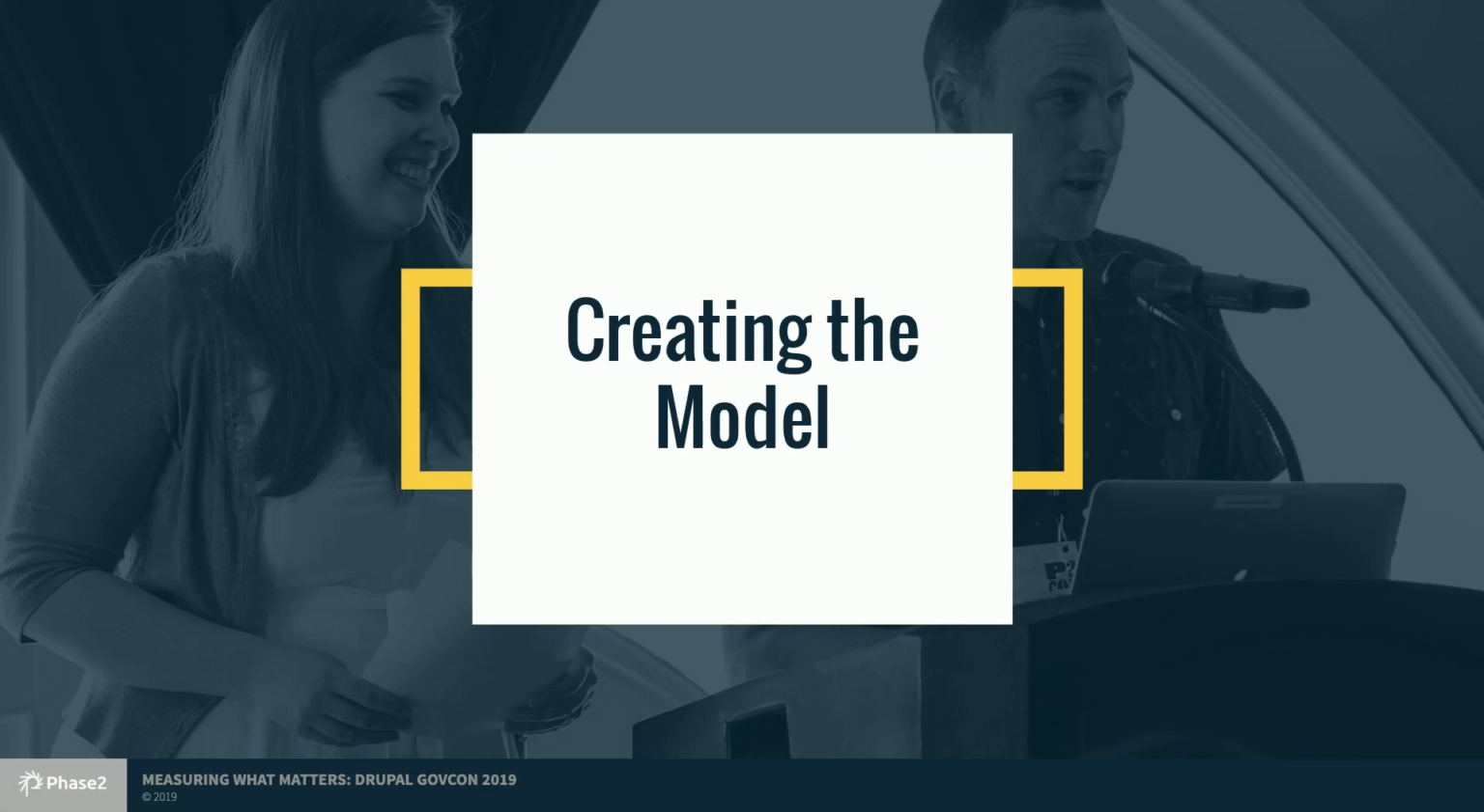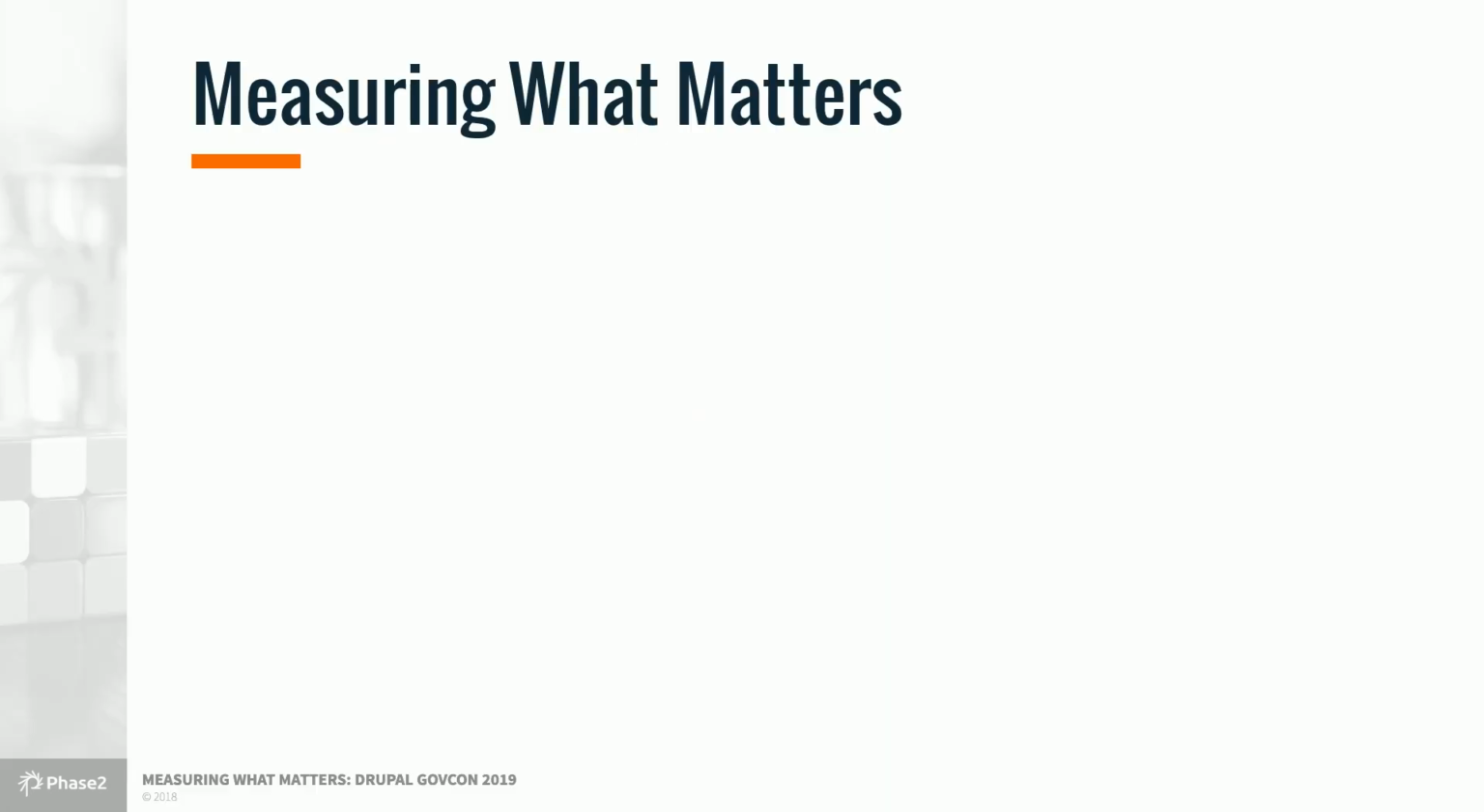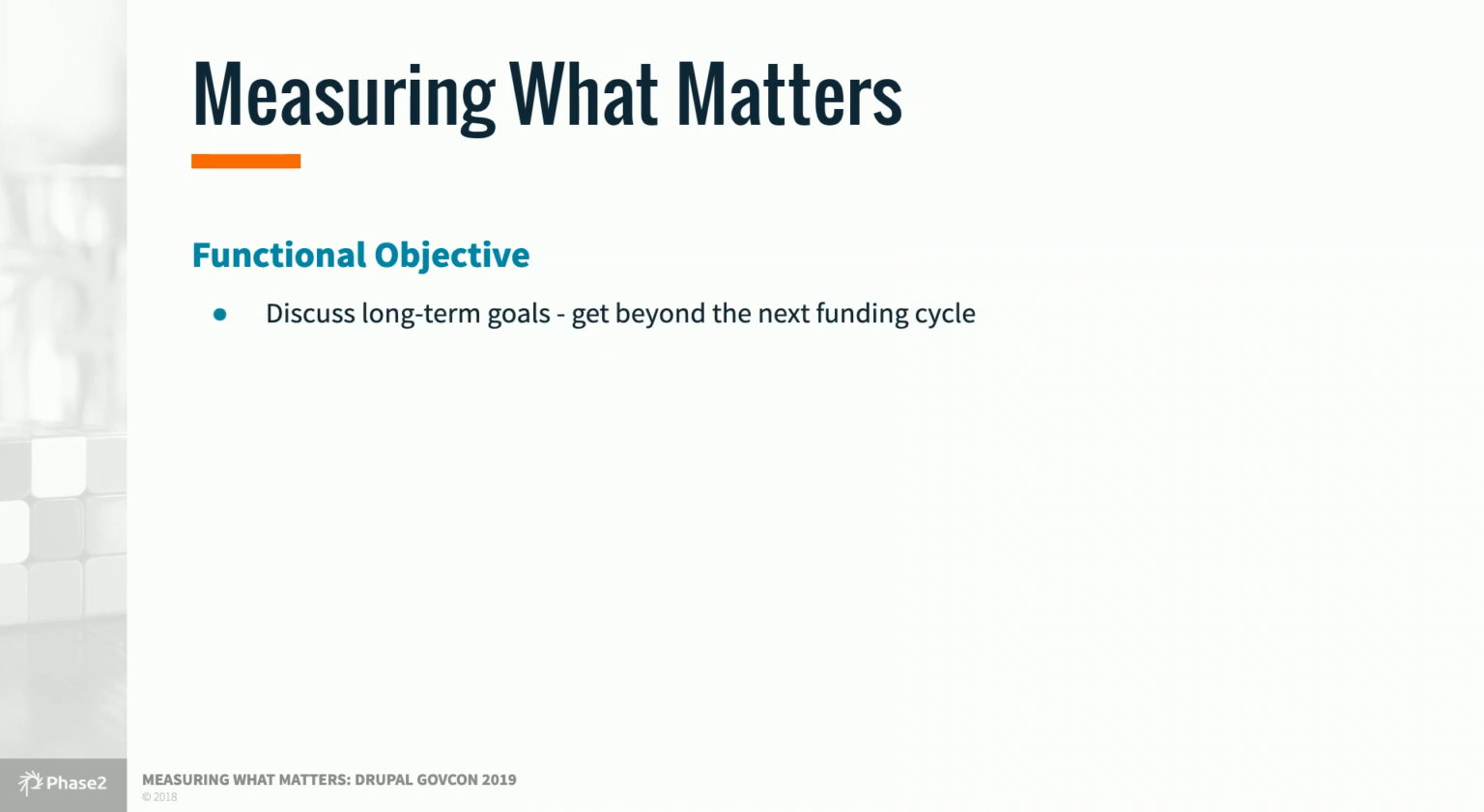That's all well and good theoretically, but how do you actually go about creating this model? To create a functional objective, to understand what those are, sit down with your senior leadership and discuss long-term goals. You can probably look at strategic plans and your 2020 roadmap, but really sitting down and discussing long-term goals beyond the next funding cycle. But what do you want to do over the next 2, 3, 5 years?